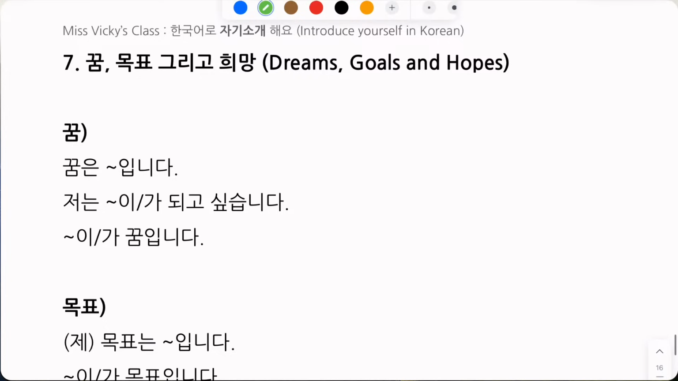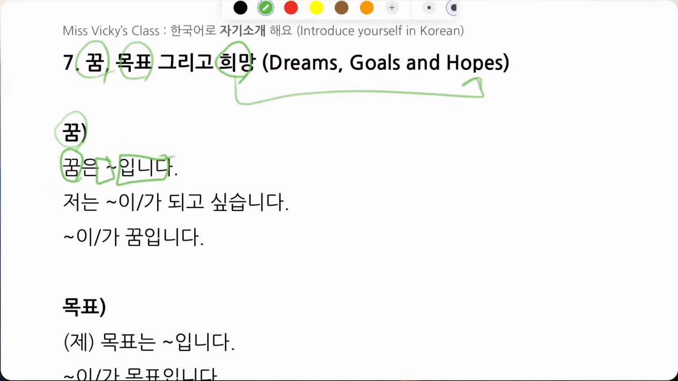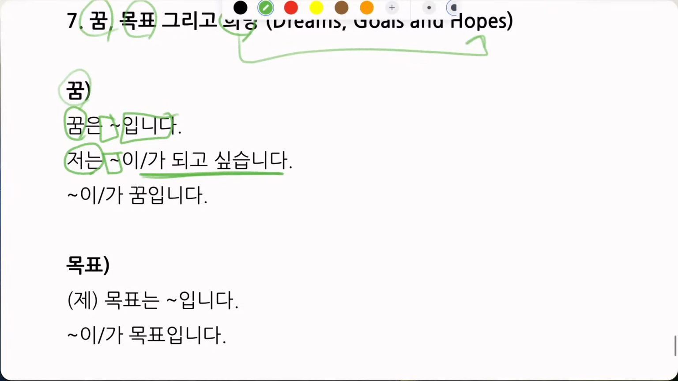And the last part is speaking about your 꿈, your dreams, your 목표, your goals, and your hopes. 희망. 일단은 꿈은 we already covered it briefly in the beginner section. You can just say 꿈은 my dream is something, right? My dream is something, or you want to become something, right? 뭐뭐가 되고 싶습니다.